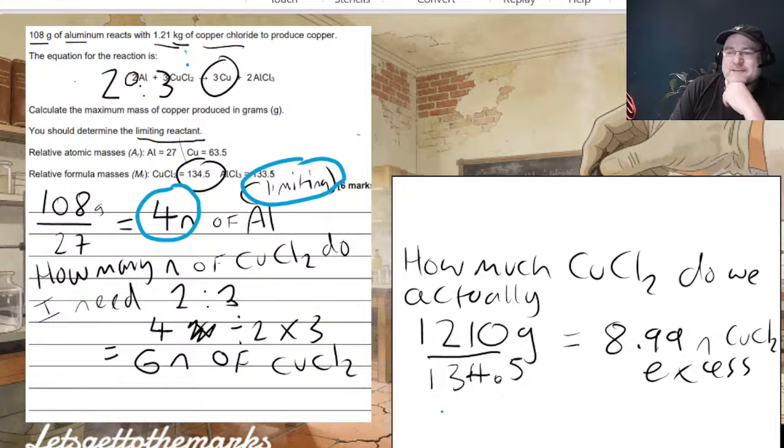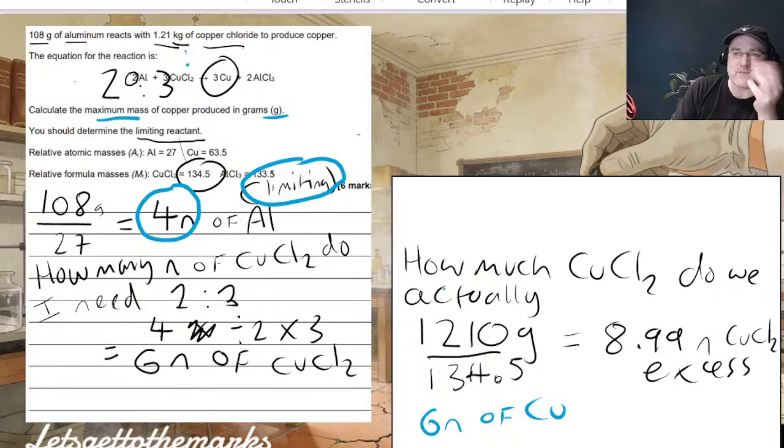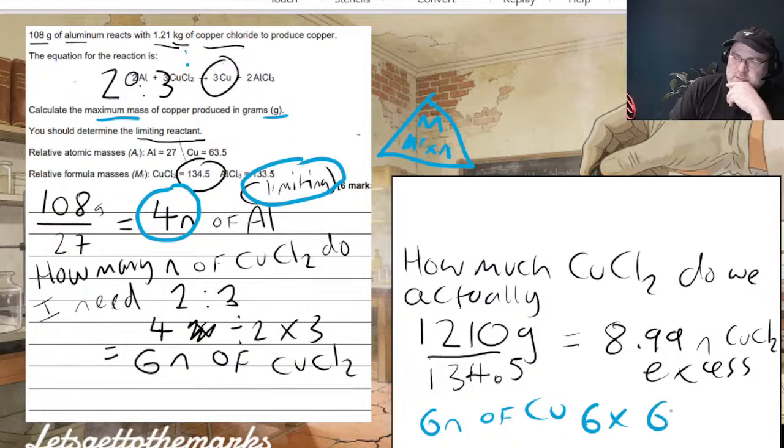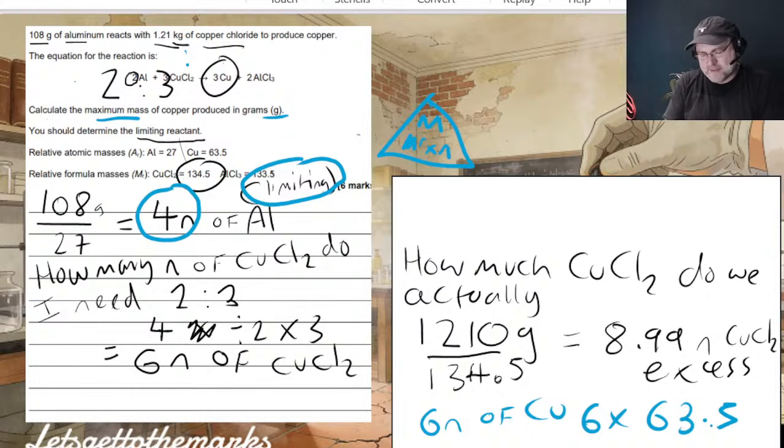So we can make 6 moles of copper, and now it wants the mass of copper, the maximum mass of copper in grams. I know it's 6 moles of copper, so I'm just going to do this equation, which is Mr times moles gives me mass. Mass equals Mr times moles, and it's 63.5. So I'm going to go 6 times 63.5. Oh, Sugar Ray Leonard. 6 times 63.5, I forgot the point. 381 grams of copper.